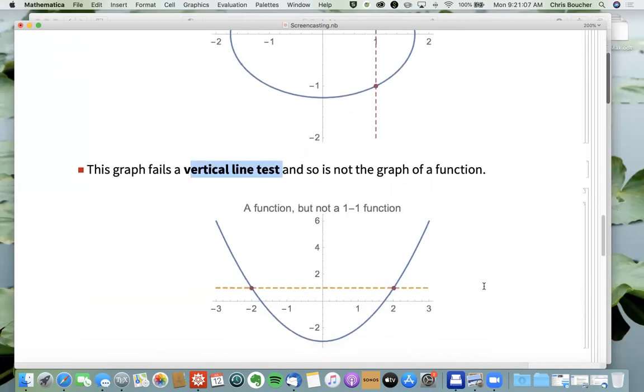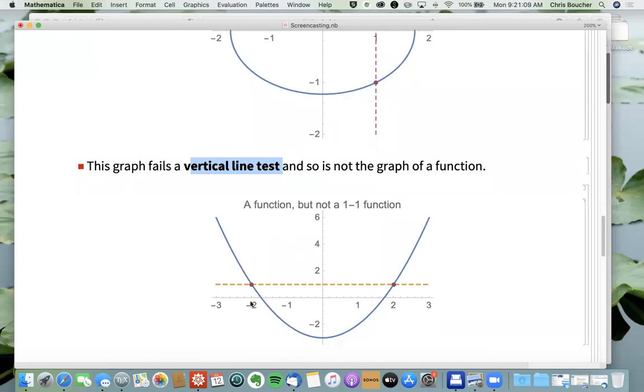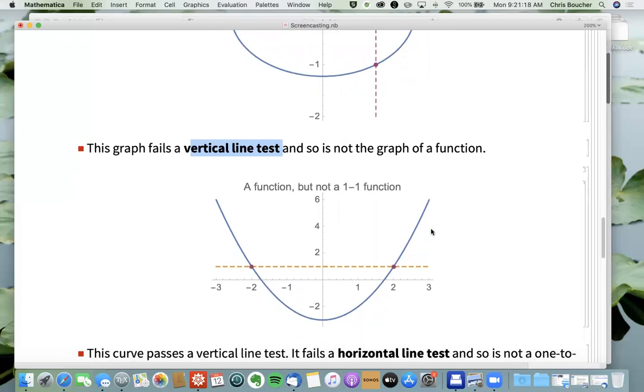Similarly, here is an example of a graph. Now the blue curve here is the graph. This does look like a function. It looks like it passes a vertical line test, but it fails what we call a horizontal line test. That is, if I draw this orange dashed line, you can see it hits the graph in 2 different places.